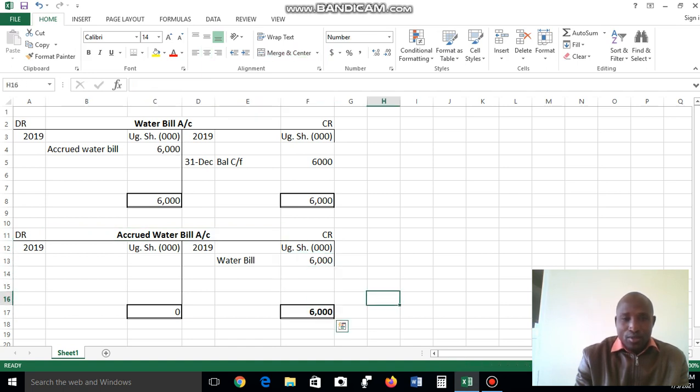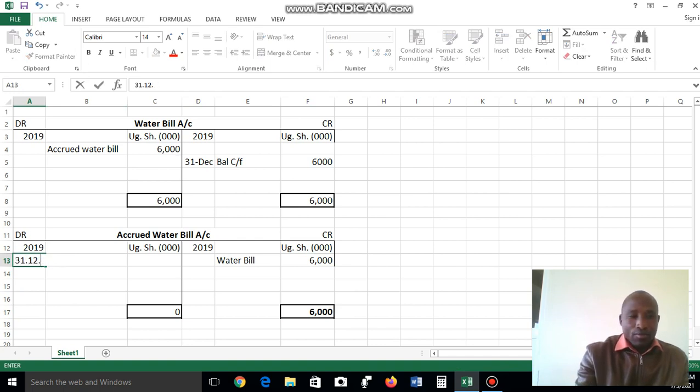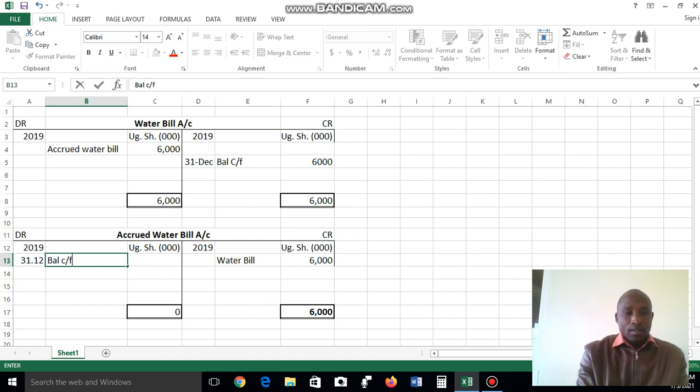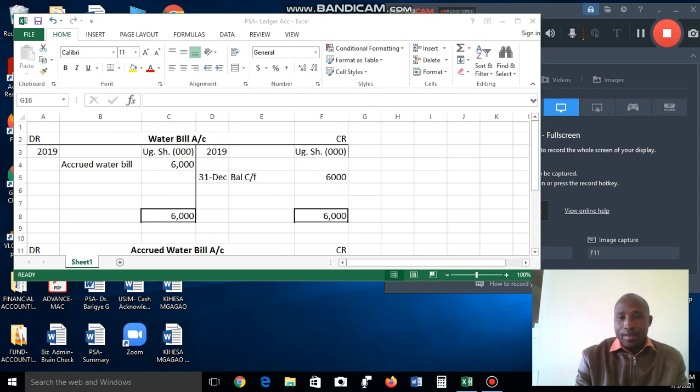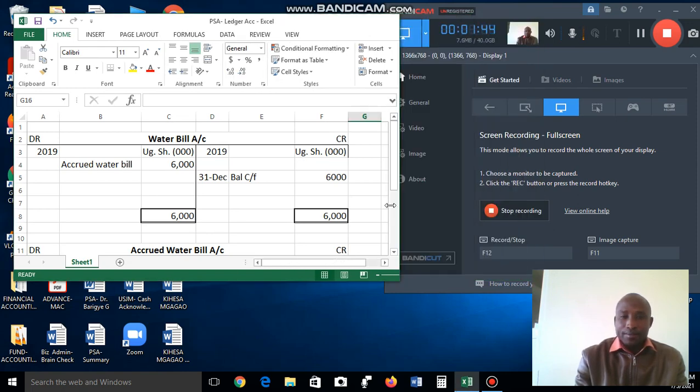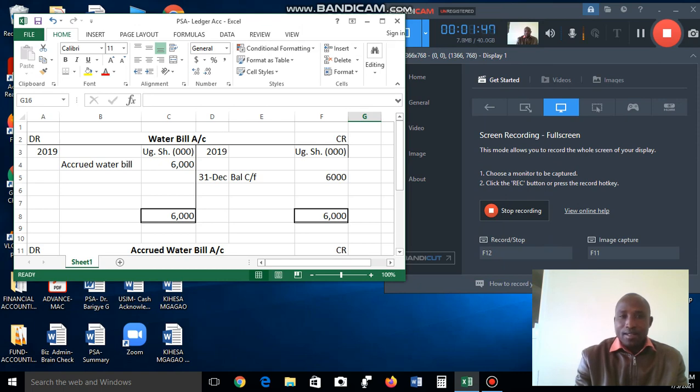So here, balancing ledgers, I think this is 31st December of the year. Then here I'll have my balance carried forward, which is 6,000. So when I say 6,000, the total here is 6,000, and my account has balanced. So we are now done with item number one.